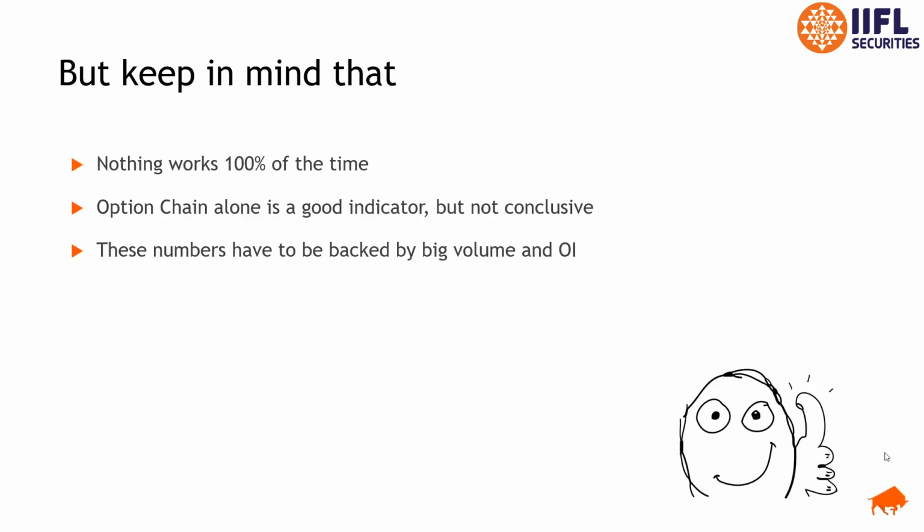They have to be, and these numbers have to again be backed by volume and big open interest, right? We'll come to what I mean by big volume, big OI and all that. You don't have to worry about that now. And this works in some stocks better than others. For example, it works very well on Nifty, on Bank Nifty, and on some big stocks like Reliance, HDFC Bank, probably State Bank of India, Tata Steel, etc.